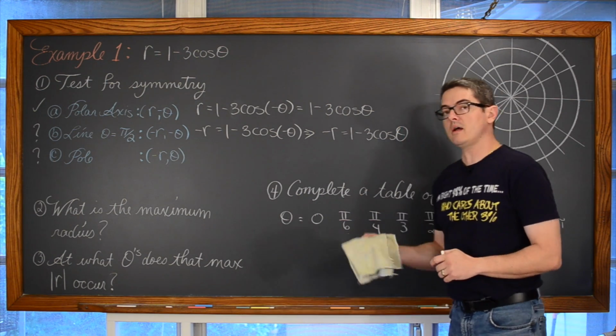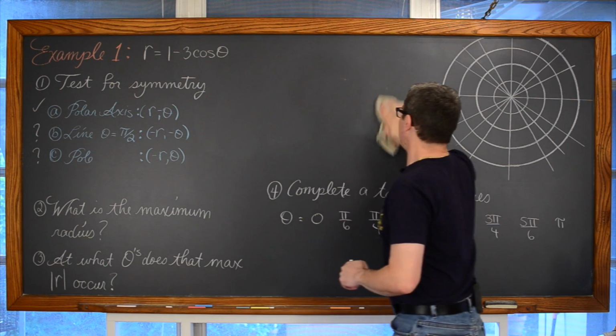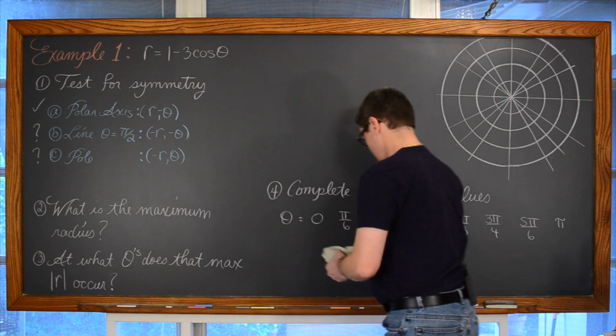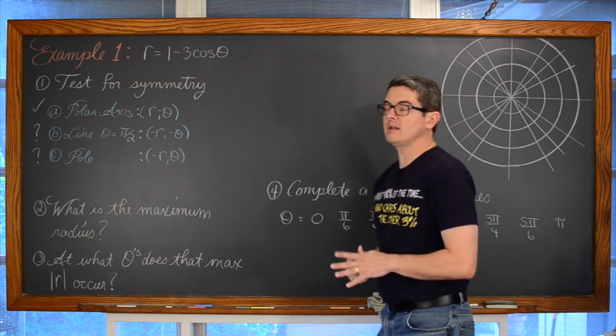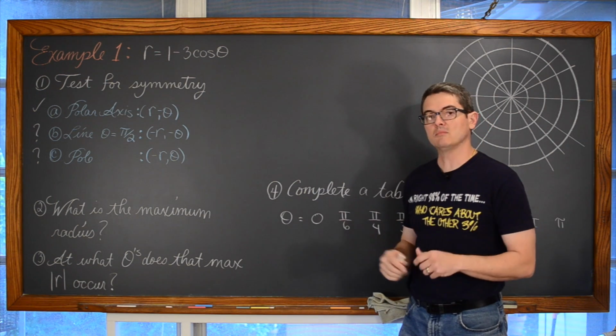As far as the line theta equal to pi over 2 and the pole, it may have symmetry to those items, and it may not. We're not sure. If it just happens to show up in the graph, then, you know, all the better.